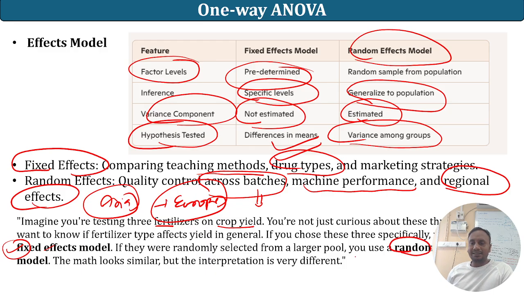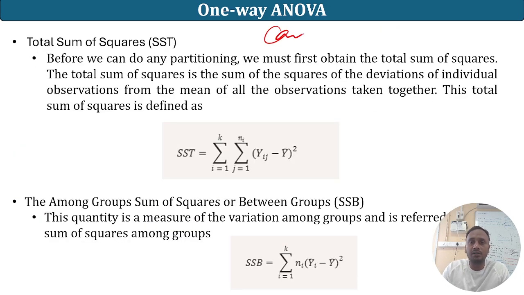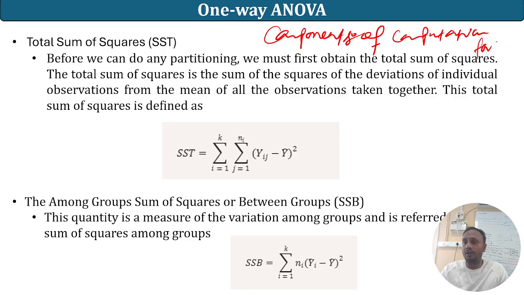So in this case, what will happen? By seeing the numbers, it may be easy, but the interpretation or inference will be a bit difficult, so we have to take some sort of assumption to deal with that. Okay, so now some components, like the computational parameters for ANOVA.